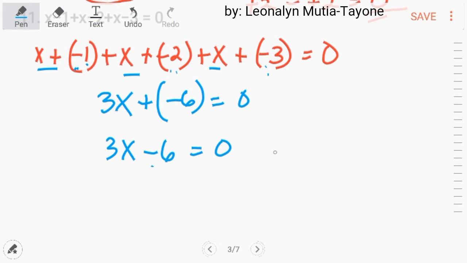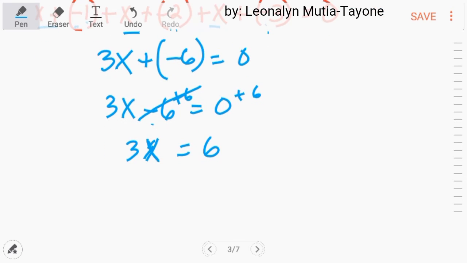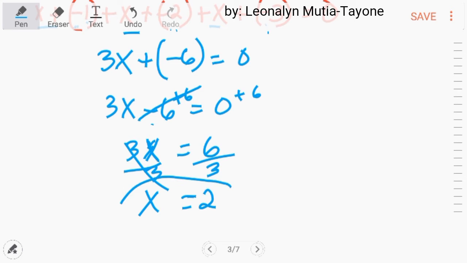So, i-transpose natin si 6 dyan. That means, mag-add tayo ng 6 to both sides. 3x. Kasi pag-add natin ng 6 sa both sides, this will become 0. Wala na. So, 0 plus 6, that is 6. So, 3x equals 6. Mag-transpose ulit tayo para ma-isolate si x dyan. So, mag-divide tayo ng 3 to both sides. So, wala na si 3 dito. 6 divided by 3 equals 2. That means, x is equals to 2.